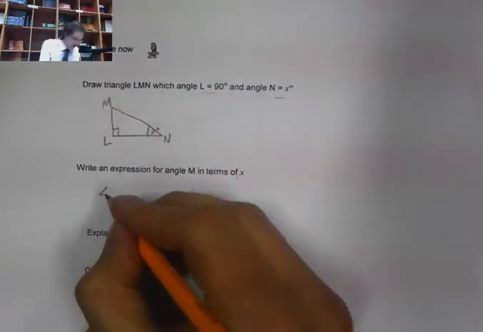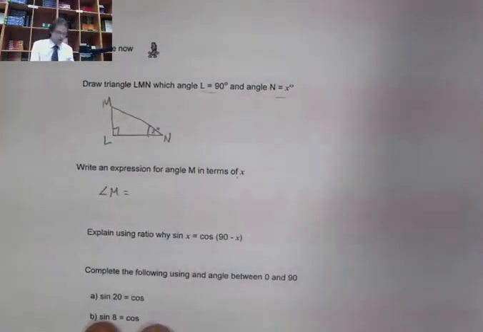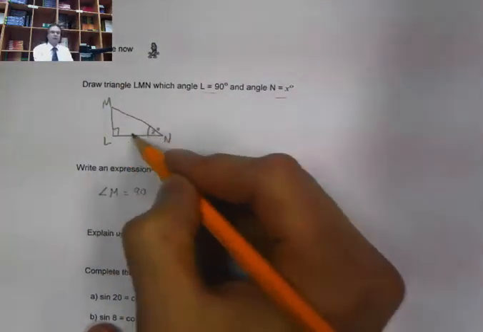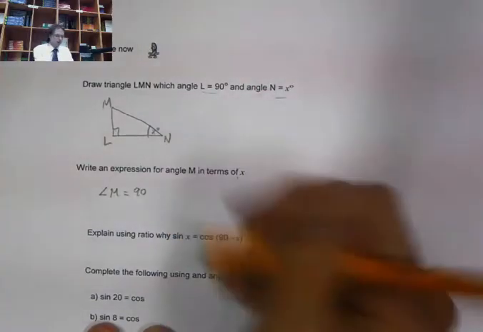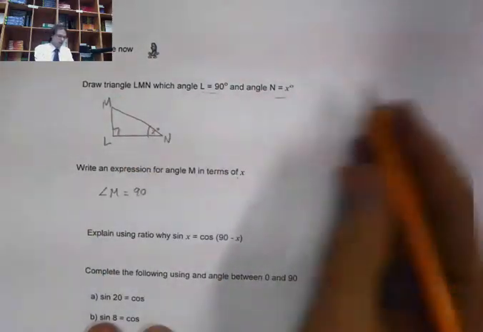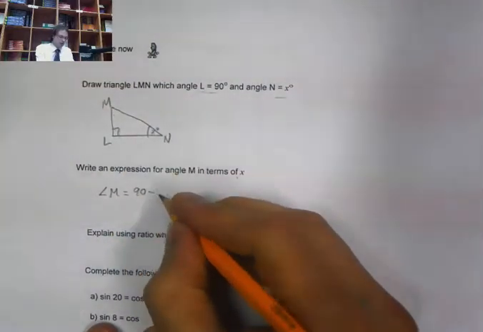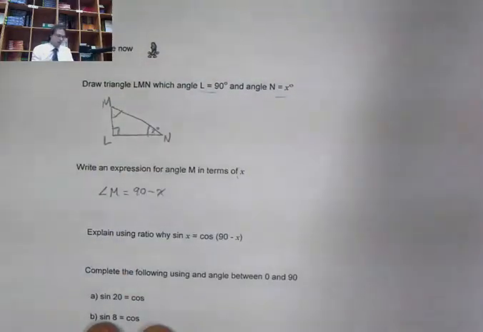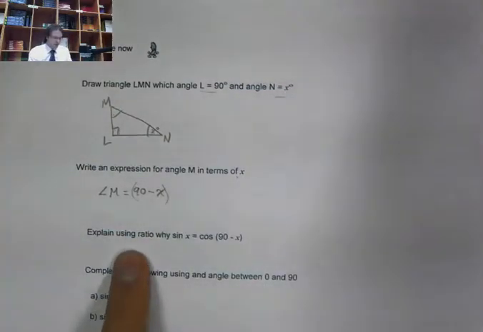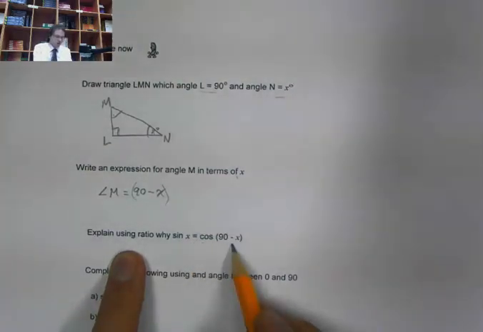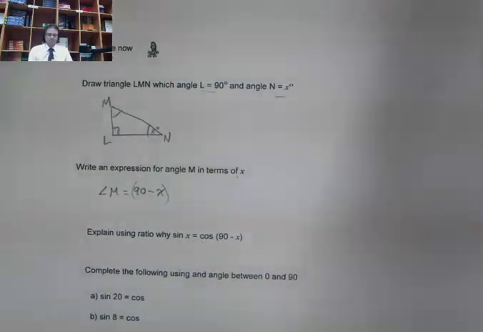Well, angle M is equal to, because we add up all the angles of a triangle, it's equal to 180, right? So we have 90 degrees there, so then these two must add up to 90 degrees. So 90 degrees minus x will give me this one. Okay, so that's my expression for angle M in terms of x. Now, explain using ratio why sine x is equal to cos of 90 minus x.